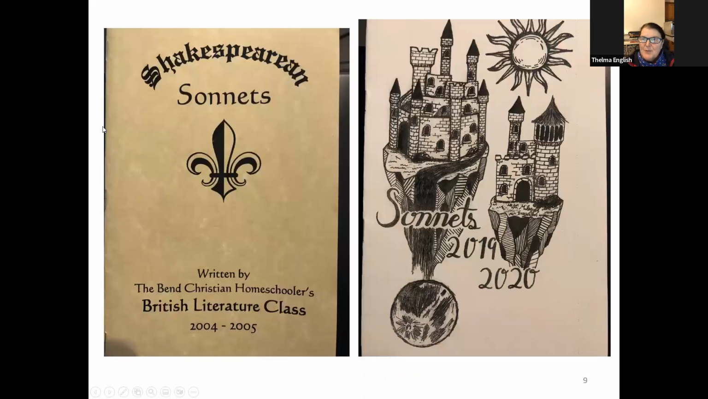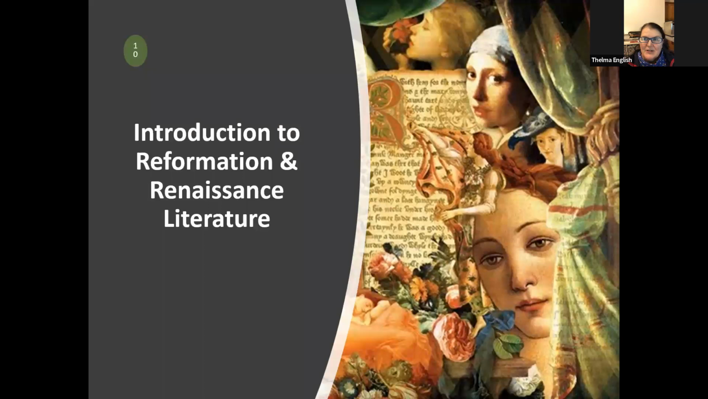And this is another computer generated one by someone who did the class remotely. And then the one on the right here was done by my own granddaughter, Sonnets 2019 to 2020. And that was fun. She did a great job of that.